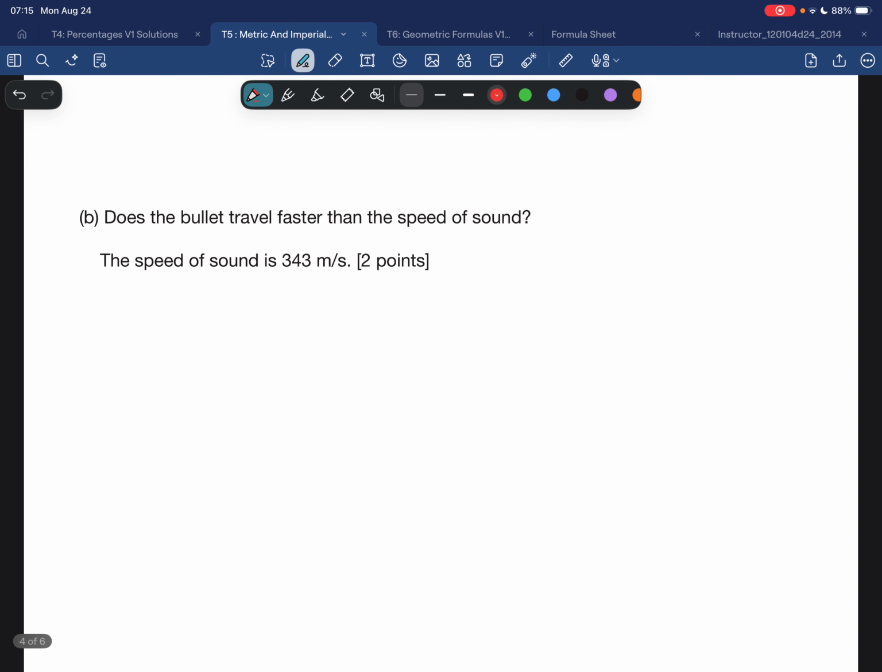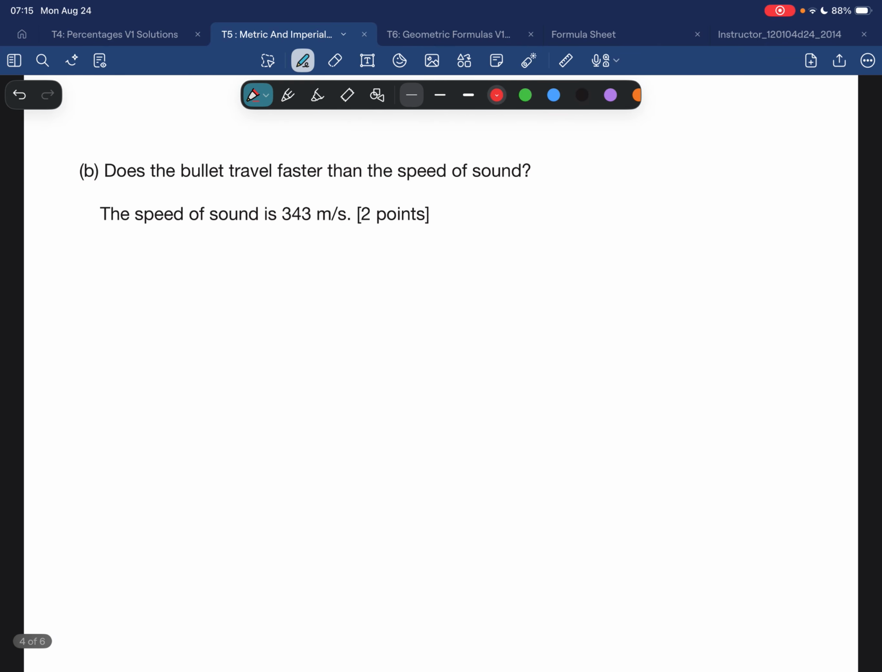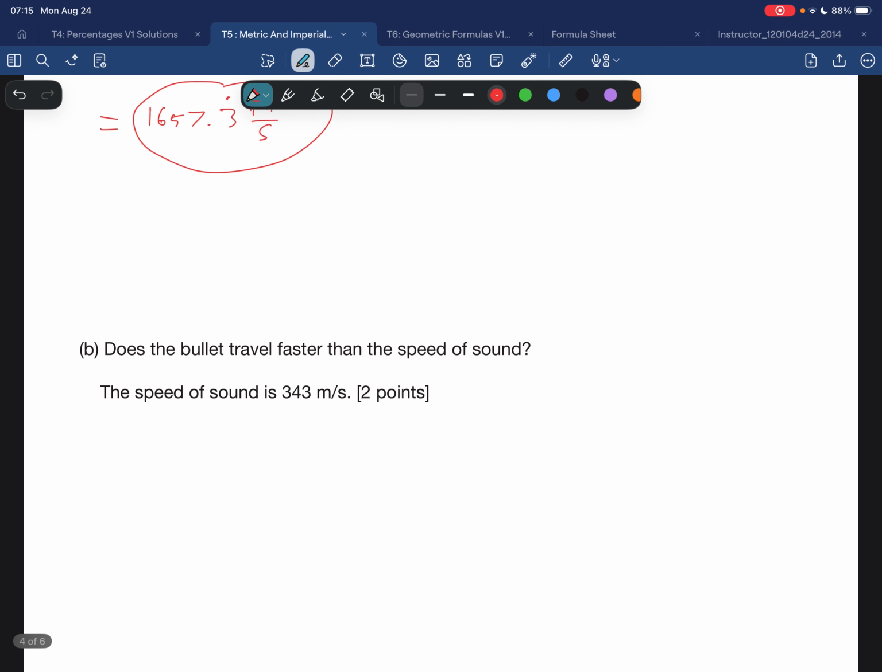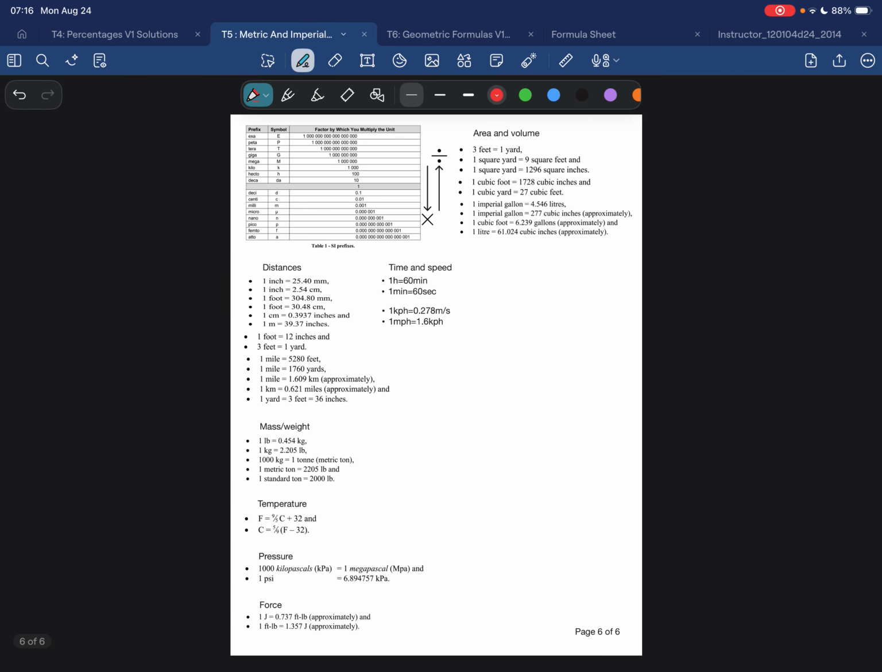Part B, does the bullet travel faster than the speed of sound? Now, I give you the speed of sound in meters per second, and we have our answer in feet per second. So basically, let's just take our 343 meters per second and convert that to feet per second. So let's go check our formula sheet here.